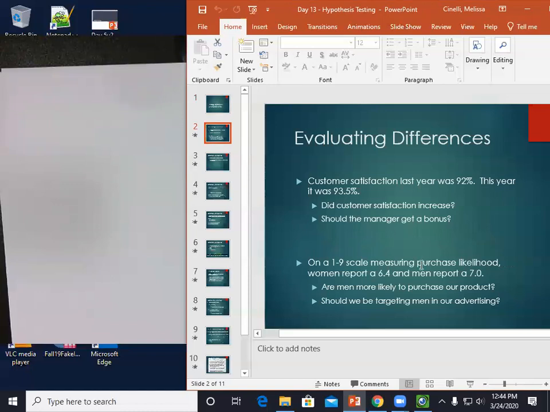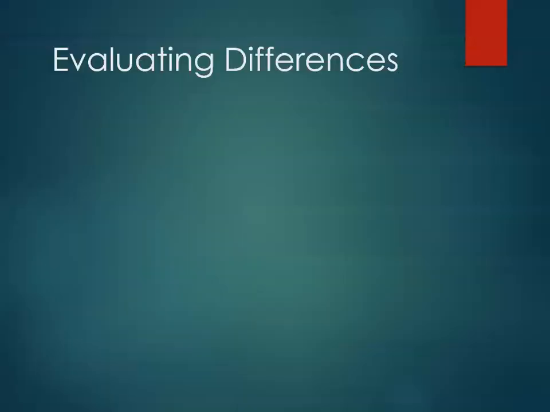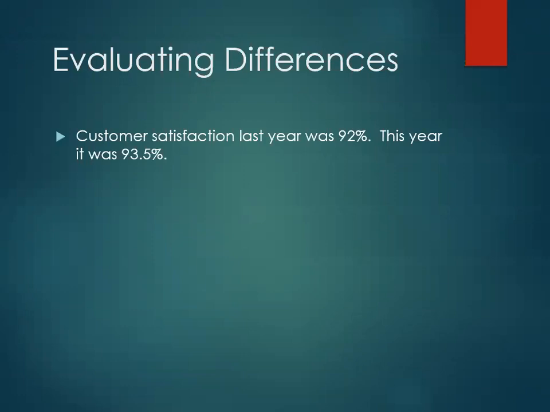Let's imagine that customer satisfaction last year was 92%. Last year we sent a survey to, let's say, 1,000 of our customers. They were randomly selected and they were asked, are you satisfied with the performance from our company, yes or no? And 92% of them said yes. This year we do the same procedure. We send 1,000 surveys out to a different random sample of 1,000 people. And this year, 93.5% of them said, yes, I'm satisfied.